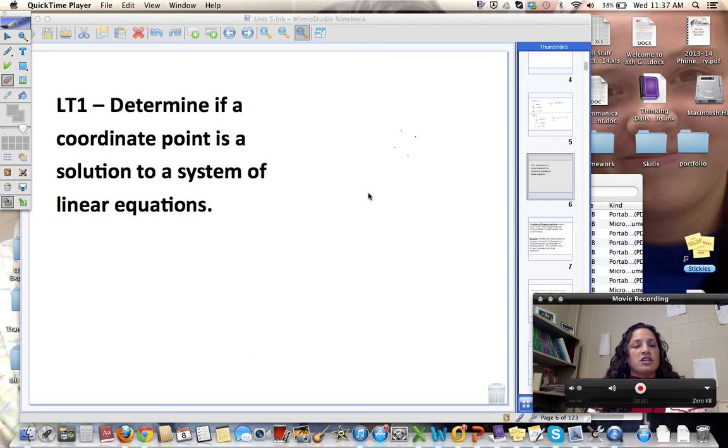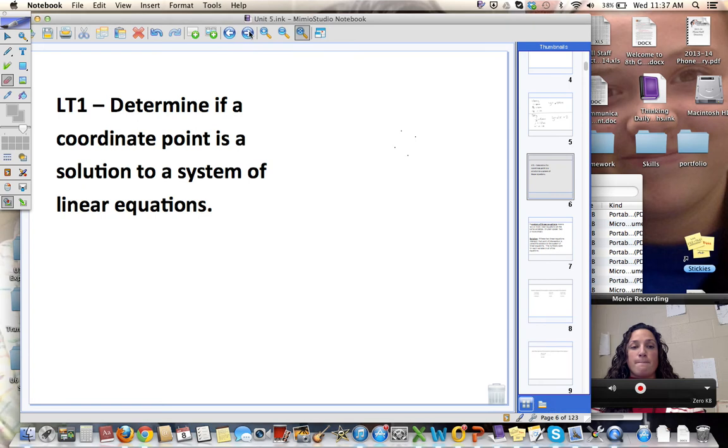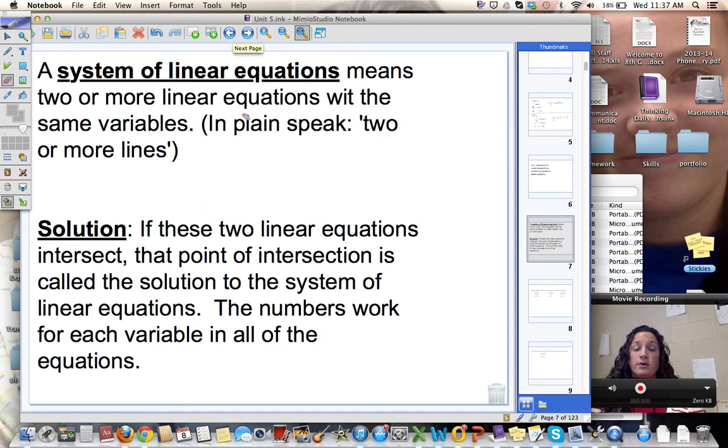Unit 5, Learning Target 1: determine if a coordinate point is a solution to a system of linear equations. All right, so the first thing we're going to do is define these. I'm going to talk about it, and then you can pause it and write it down.